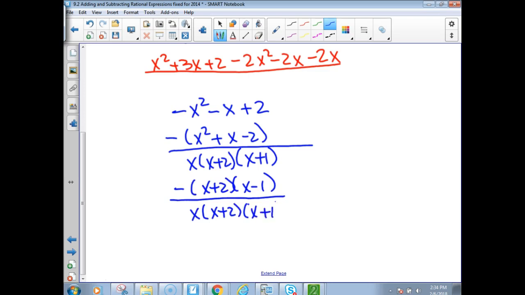And I bet you know which thing's going to cancel out. Okay, they have to match identically. They are in parentheses. x plus 2 goes out with x plus 2. So, finally, the answer is negative, then x minus 1. And you can put the negative sign out front of the fraction or on the top.